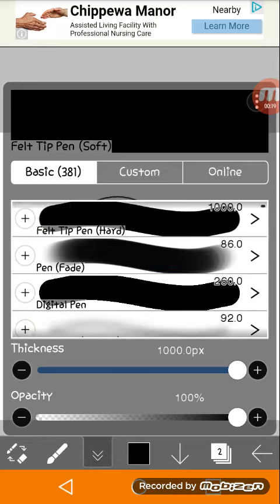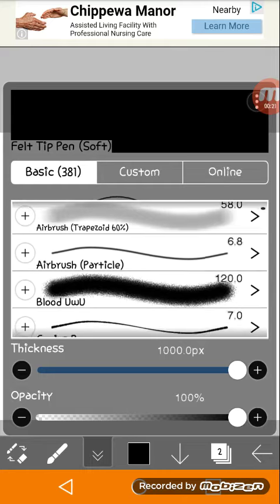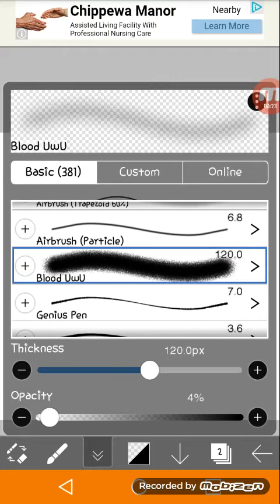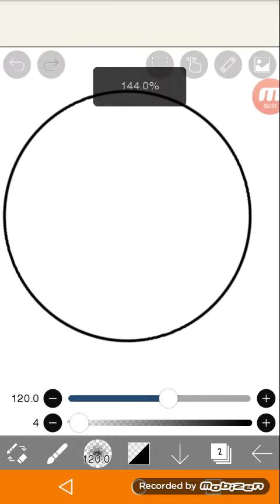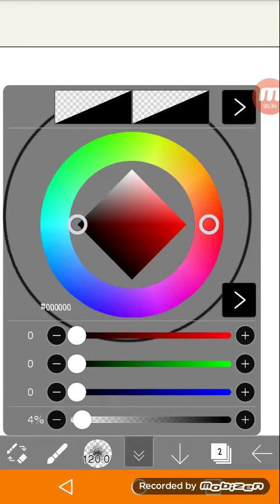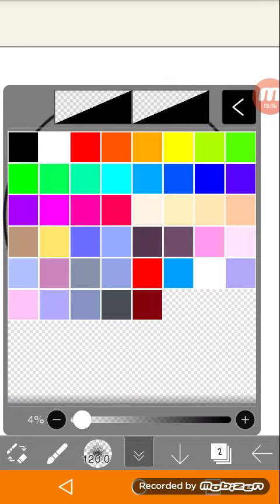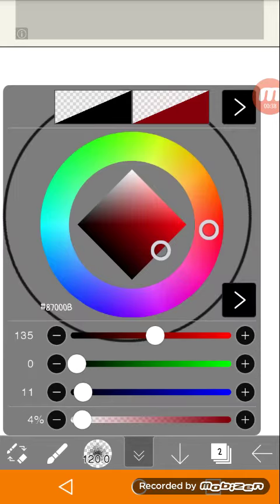So, first off, I'm going to go down and select Airbrush Particle L, but I renamed it Blood because why not? But it's called Airbrush Particle L right below this. Turn the opacity to 4. Just to 4. And then I made a separate color for the blood.